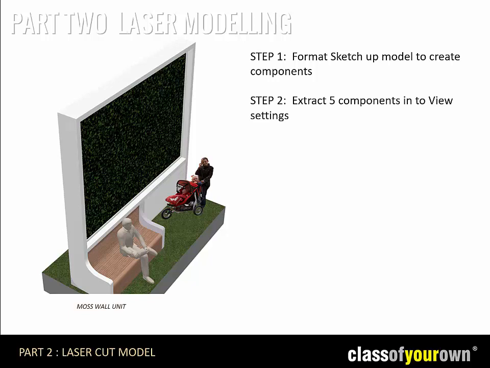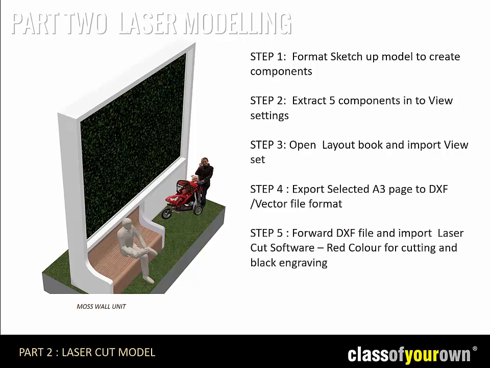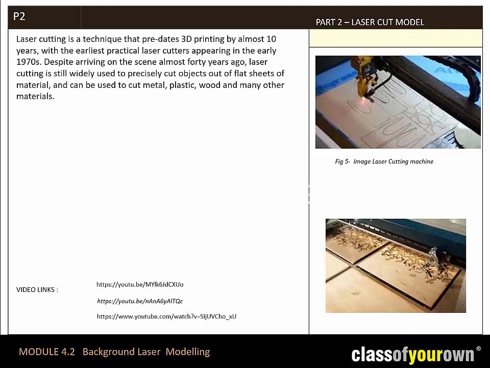Again, what's going to happen is we're going to use SketchUp to create our components. We're going to extract those components into the view settings, and then we're going to use LayOut, and then we're going to import the model, and then export the model to DXF format or to a vector file format. On completion of the DXF file, that can then be exported to the laser cutter. And finally, once we've got all the parts back, we can assemble them by using a PVA glue.